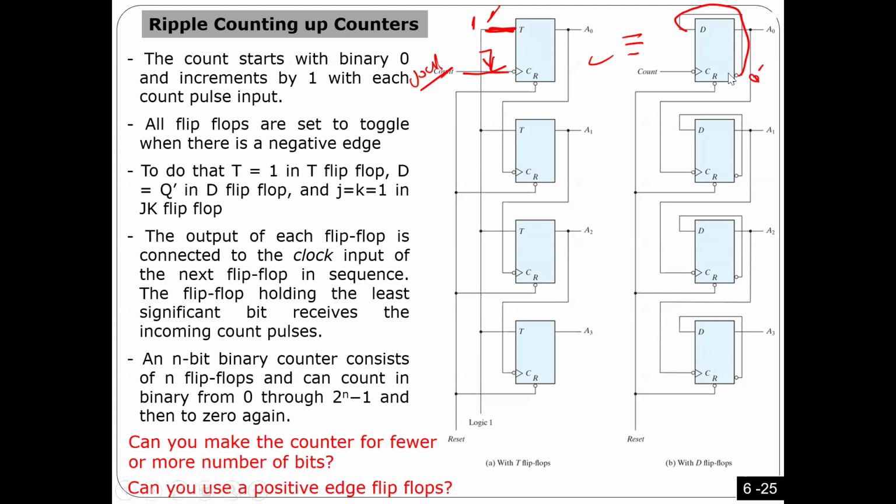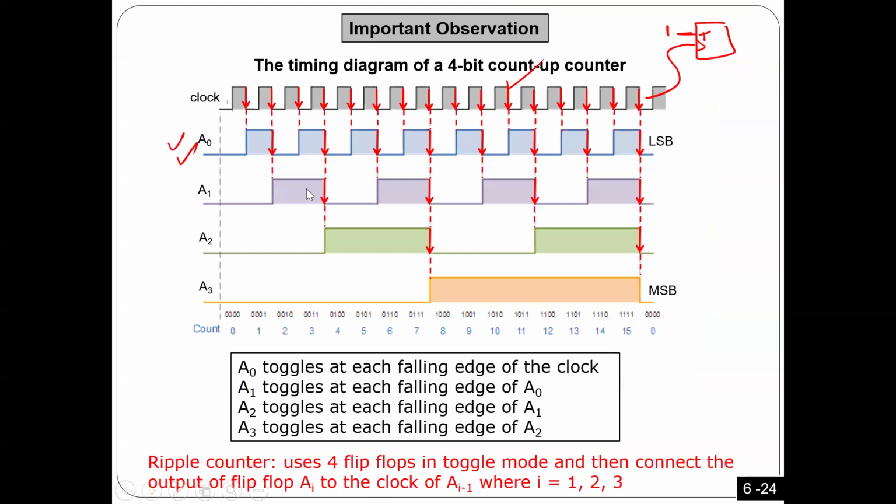Why? Because you can see every time you have Q prime, it's going to come to D, and when the clock comes, Q is equal to D. So I'm going to get here Q prime, and this one will be the complement of this value. So every time there is a clock, it's going to toggle. Anyway, this is if you want to use D flip-flop. But you can just use this T flip-flop, as I explained last time.